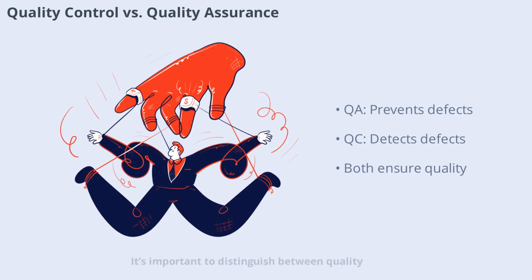It's important to distinguish between quality control (QC) and quality assurance (QA). While QA focuses on preventing defects through process improvements, QC is about identifying and correcting defects in the final deliverables. QC activities include inspections, testing, and reviews. Both are essential, but they serve different purposes. QA sets the stage for quality, while QC ensures the end product meets the defined standard. Together, they form a comprehensive approach to managing quality in projects.